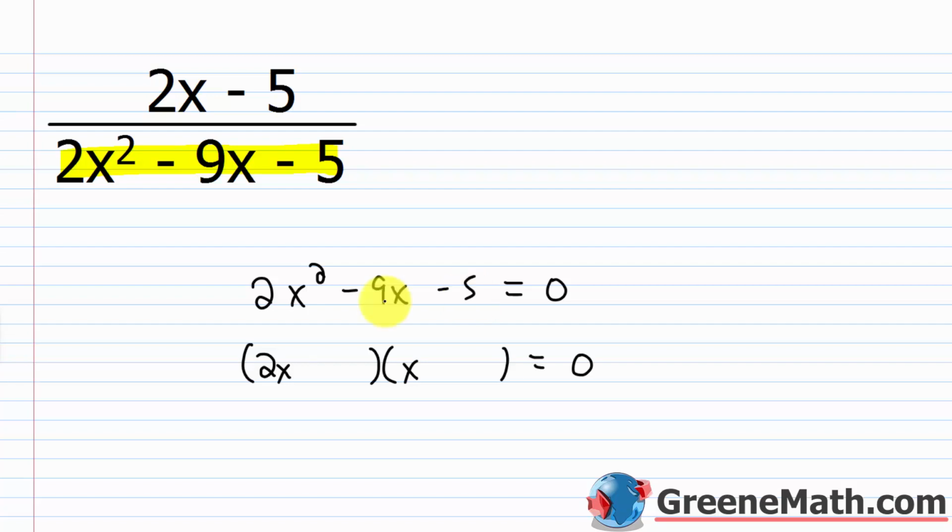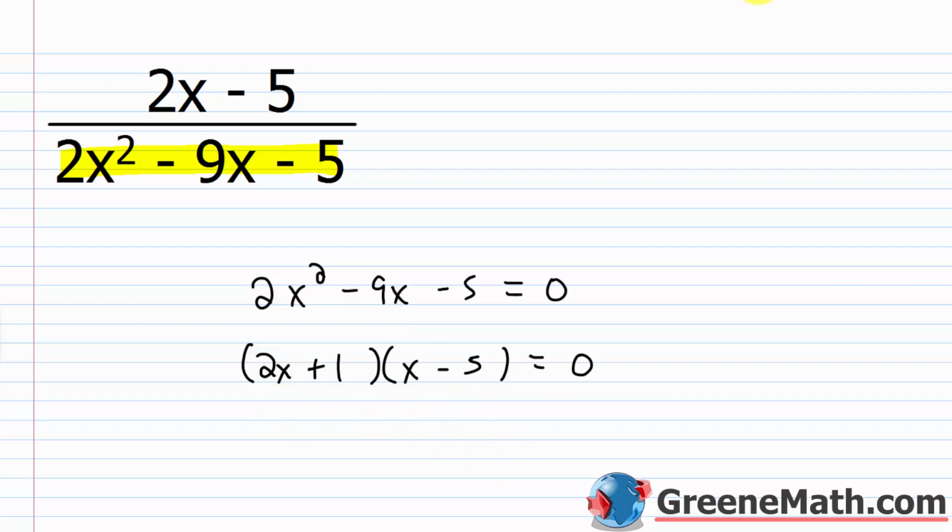So knowing that I have a middle term of -9x, I'm going to want to multiply 2x by -5, and I'm going to multiply x by +1, right? 2x times -5 would give me -10x, and then 1 times x would give me 1x. 1x plus -10x would be -9x. So we factored this one pretty quickly.